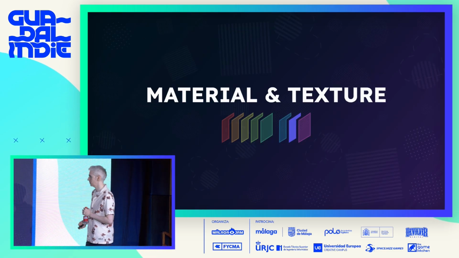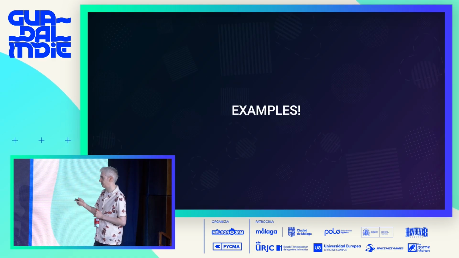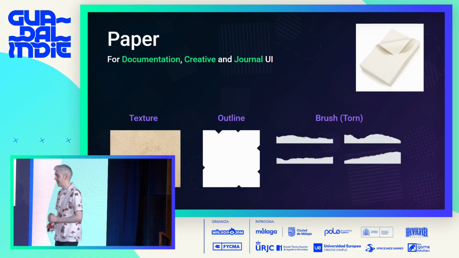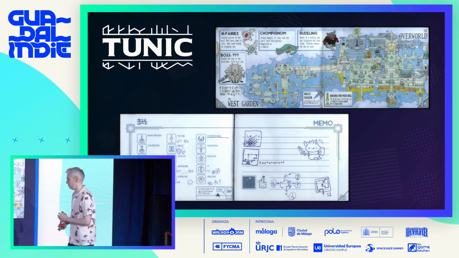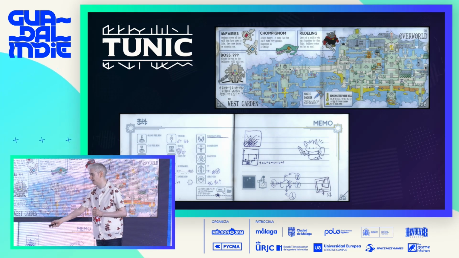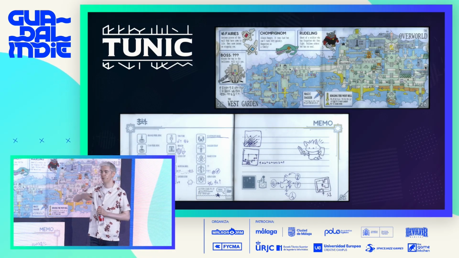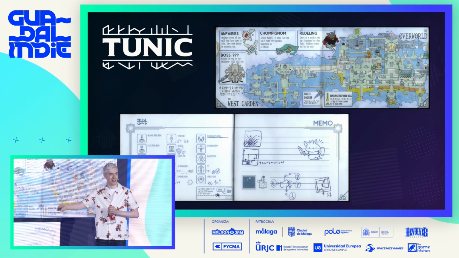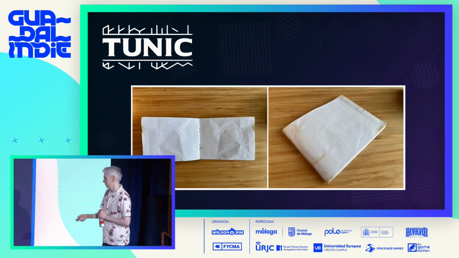out your world. Material and texture can introduce some physicality into your game. So examples, paper, I don't have to explain paper to you, I'm sure. Tunic uses it really well. He actually created a booklet out of real paper and scanned it in. He put it into the dishwasher, actually, to make it look a bit aged, and then scanned it in. And that's how he created the manual for Tunic, which is really, really cool. There we go.